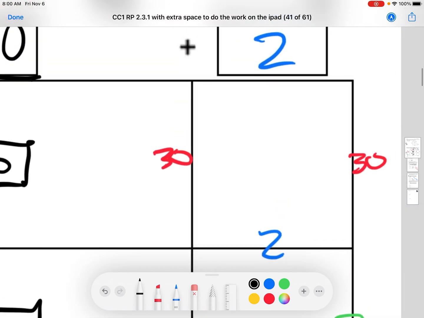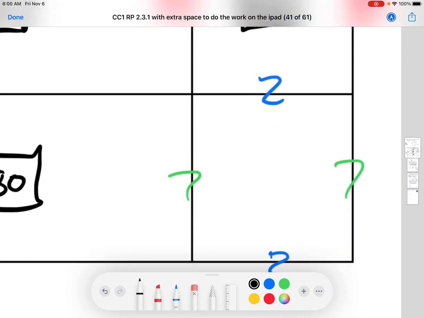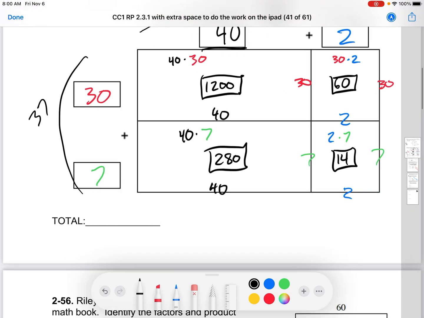Let's move over and do this one. What is the length of that one? It is 30. What is the width? It is 2, for a total area of 60. Then down here, we have a 2 by 7, to give a total area of 14. We're going to add up all of those pieces.